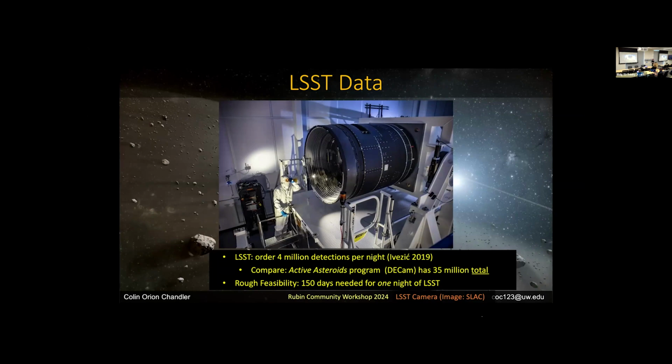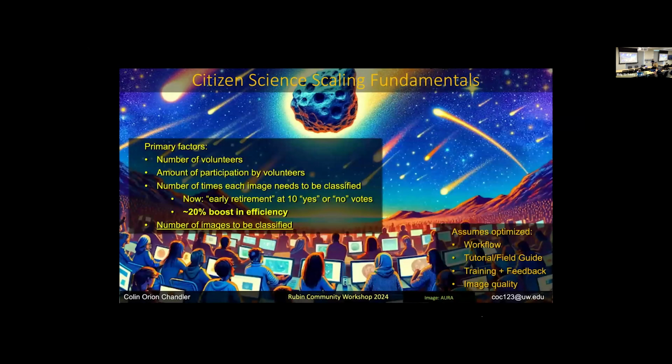It's a lot. The rough feasibility at our current classification rates on average, which is awesome, it would still take 150 days of our volunteer effort to classify a single night of LSST data. Not super tractable. So let's talk about citizen science scaling fundamentals. People may not have ever thought about this before. The primary factors are the number of volunteers we have and the amount of participation by those volunteers.